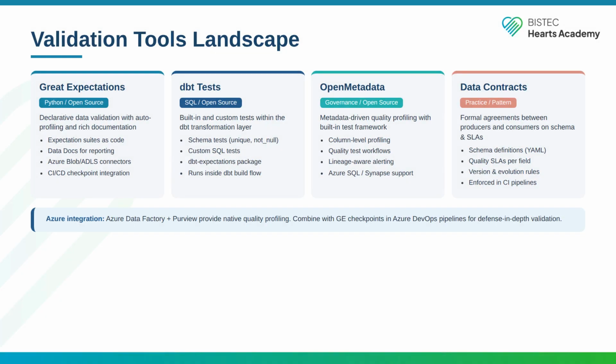Let's survey the tools you'll work with today. Great Expectations is the centerpiece. It's a Python library for declarative data validation. You write expectations, assertions about what your data should look like, and Great Expectations runs them against your data, generating rich HTML documentation called data docs. It connects natively to Azure Blob Storage and Azure Data Lake Storage, and checkpoints integrate cleanly into CI/CD pipelines.